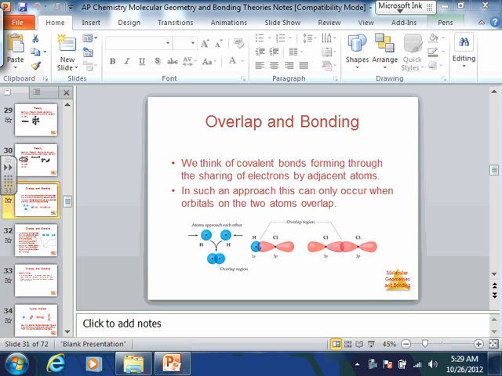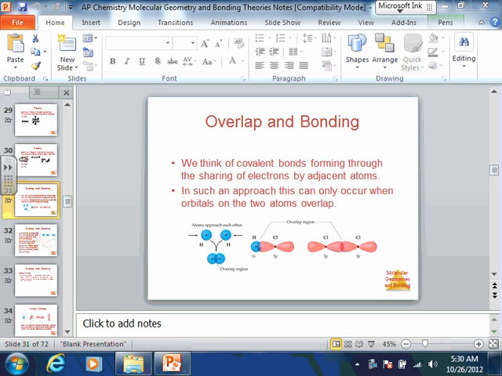Morning, or whatever. We're going to talk about overlap and bonding, and just some of the ideas that we talked about last year as well. We might go into a little more detail on it this year, but we're talking about what really truly happens when a covalent bond forms.